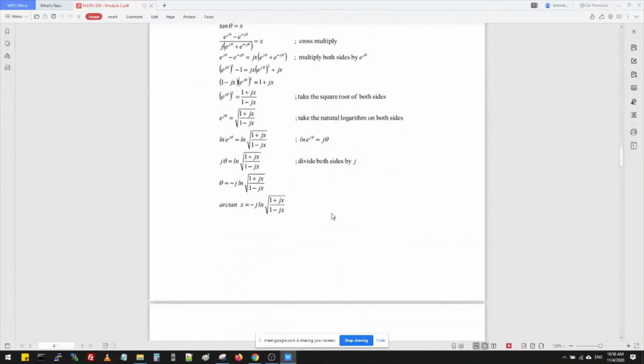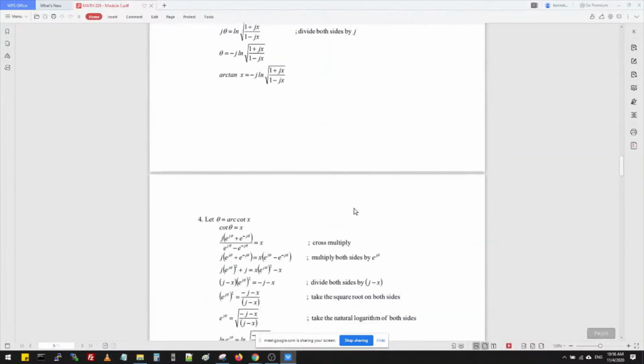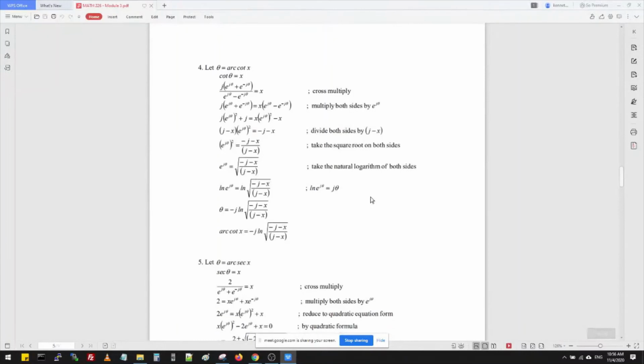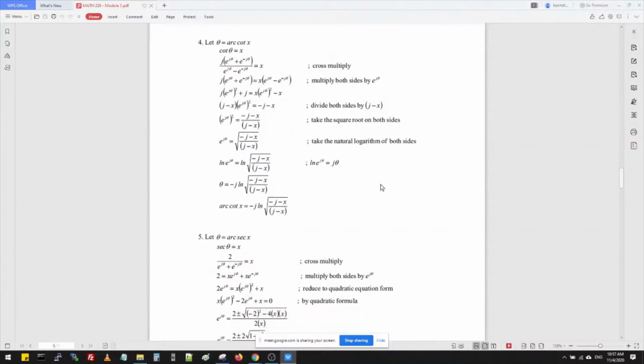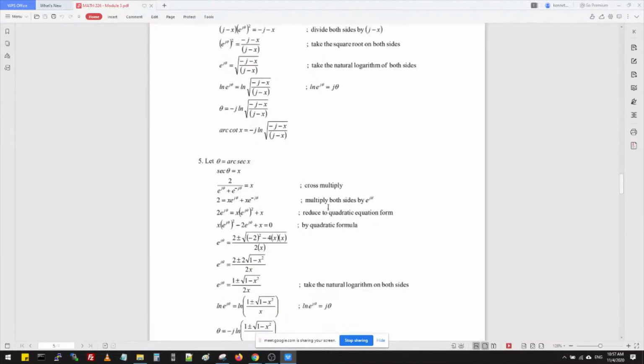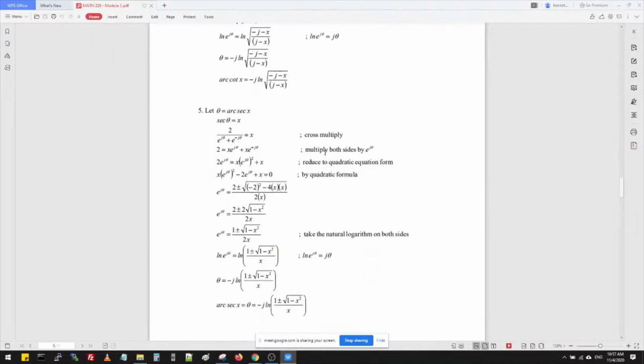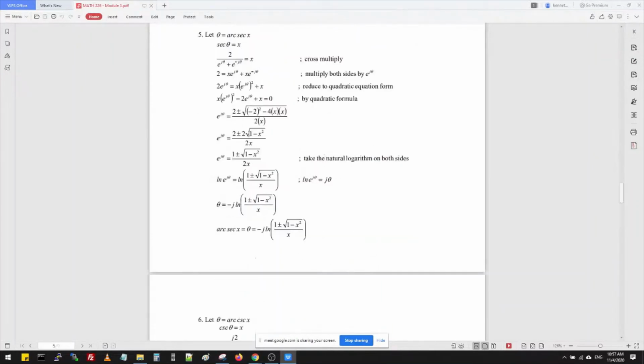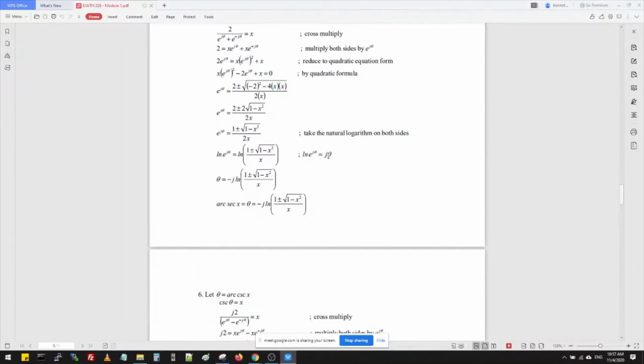This is just the proof. It is the same: cross multiply, divide, then take the square root. The step-by-step process and explanation are already included here on the side. Quadratic formula, radical rule, same process. Factor out, then take the natural logarithm.